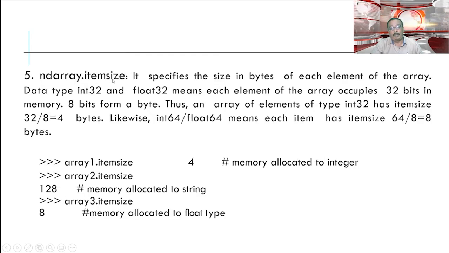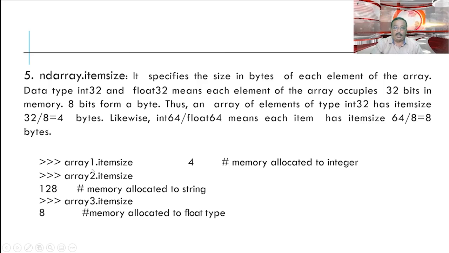The next attribute is going to be itemsize. ndarray.itemsize specifies the size in bytes of each element in the array. The data types int32 and float32 mean each element of the array occupies 32 bits in memory, and 8 bits make a byte. Thus, an array element of int32 has an item size of 32 divided by 8, which is 4 bytes. Similarly, int64 means it has 8 bytes of memory reserved for each element.